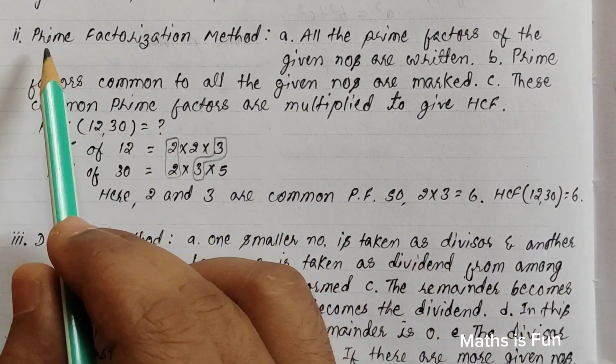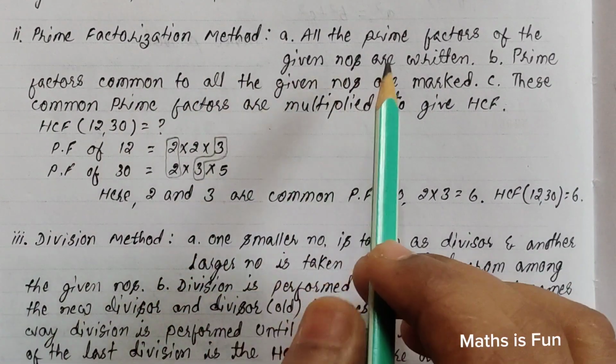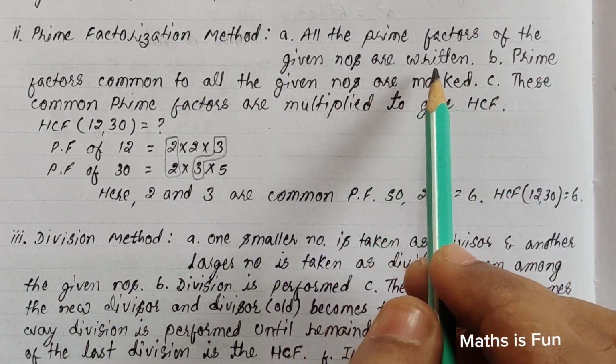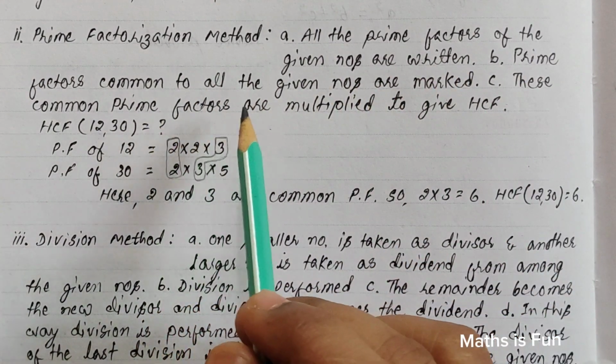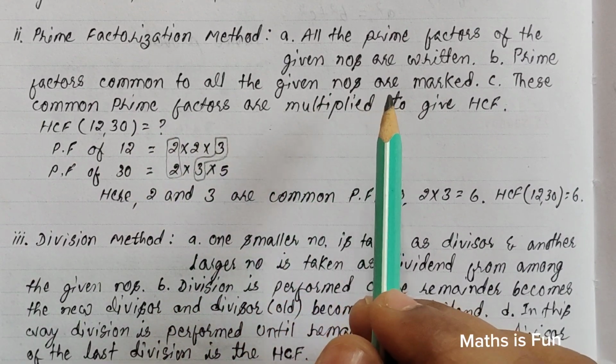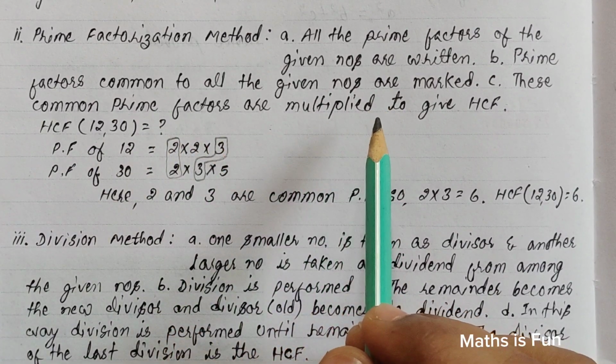Our second method is the prime factorization method. In this method, all the prime factors of the given numbers are written. Then prime factors common to all the given numbers are marked. And then these common prime factors are multiplied to give HCF.